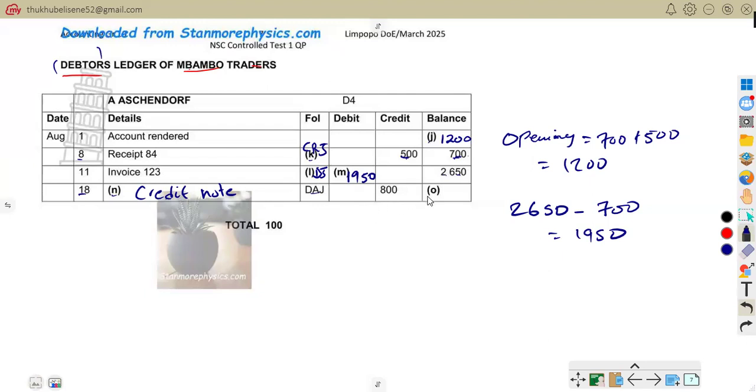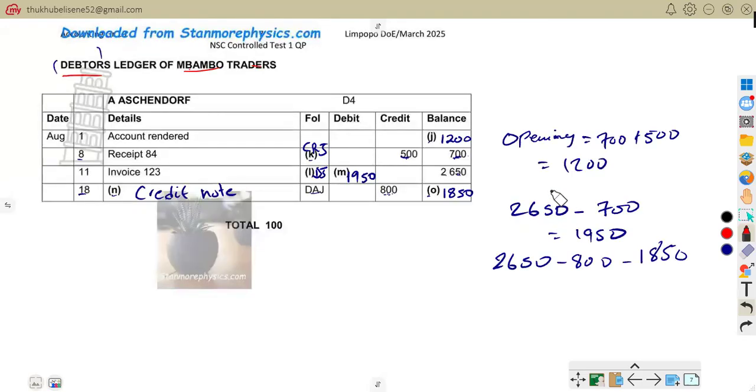So now we are to be on O, which is the last one. Now we are saying after the returns, we have this 800 and our balance is this much. So we returned this 800. So we are going to say 2,650 minus 800. Then we get what? 1,850. So we have to give the amount here under balance. It's 1,850, and we are done. So that is that.